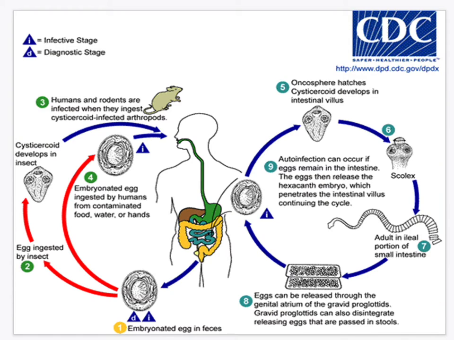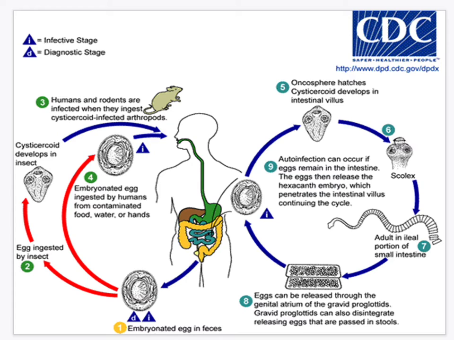So, the life cycle of Hymenolepis nana has a dual pathway, the direct and the indirect pathway. So, with the direct cycle, the host ingests the eggs, no? They ingest the eggs by contaminated food, water, or hands. And these eggs, after you ingest them, will hatch in your duodenum. The liberated embryos penetrate your mucosal villi and develop into your infective cysticercoid larvae.